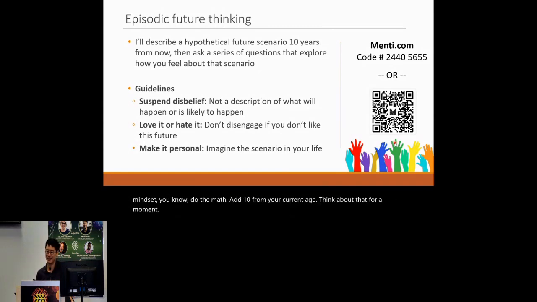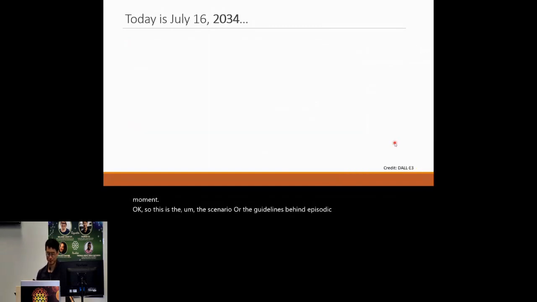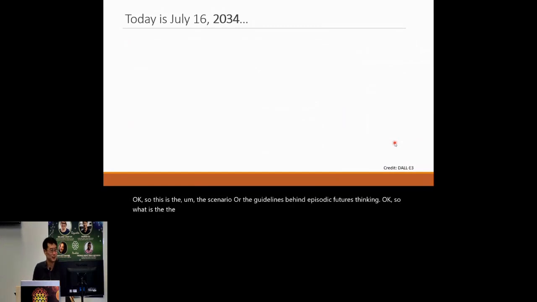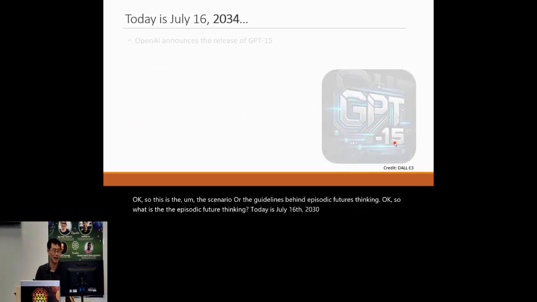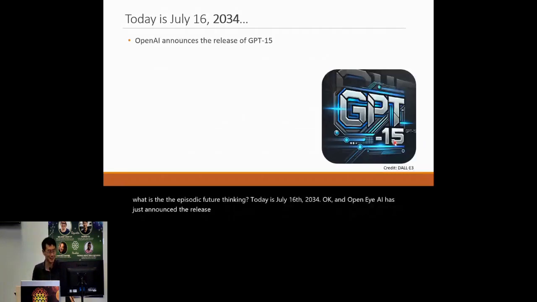Okay, so this is the scenario or the guidelines behind episodic future thinking. What is episodic future thinking? Today is July 16th, 2034, okay? And OpenAI has just announced the release of GPT-15.